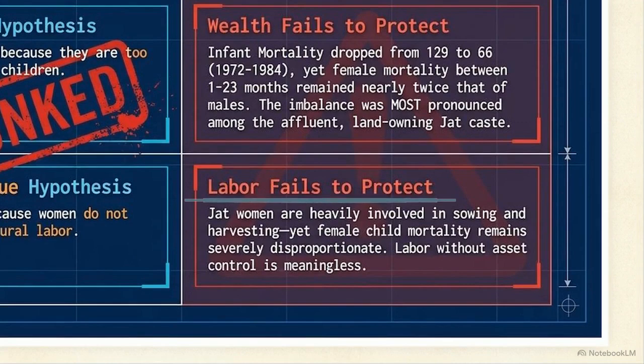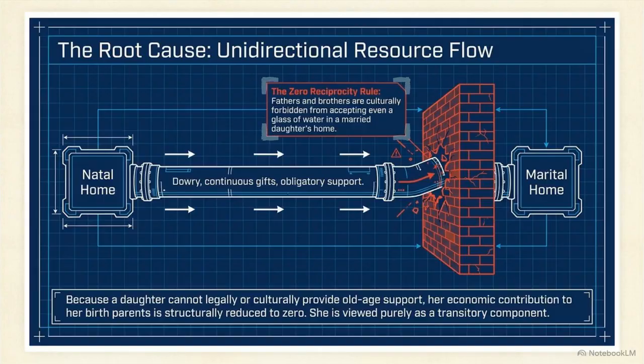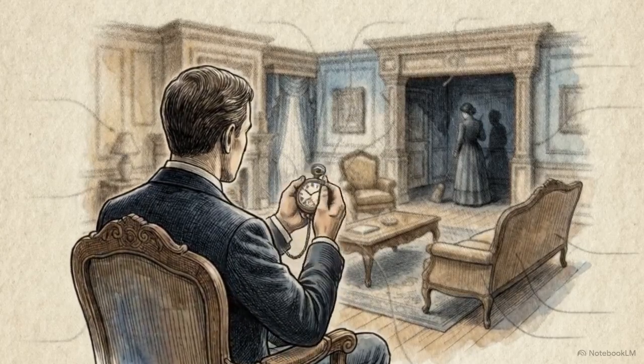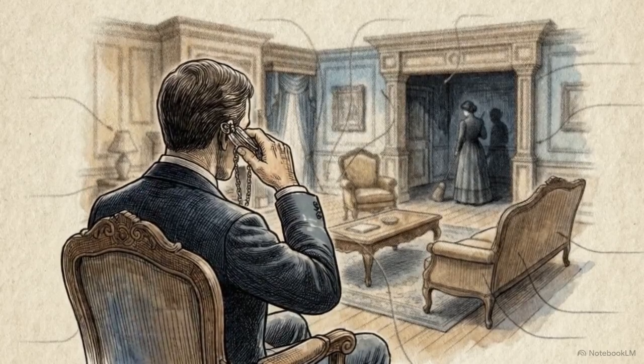Earning a wage is meaningless if women do not control the actual assets. The root cause is a cultural rule: zero reciprocity. Dowries and support flow out to the marital home. This one-way flow means a daughter's economic contribution to her birth parents is structurally reduced to zero. She is viewed purely as a transitory component. Wealth cannot save daughters in a system where their long-term economic value is forcefully erased by cultural roles.